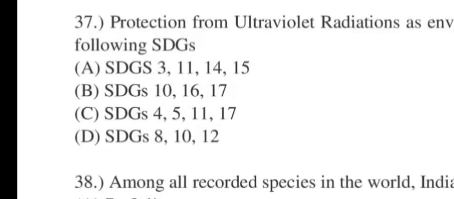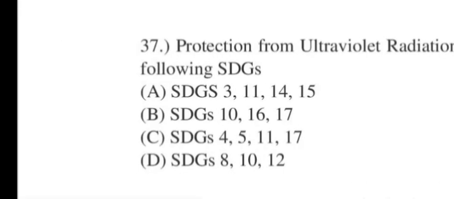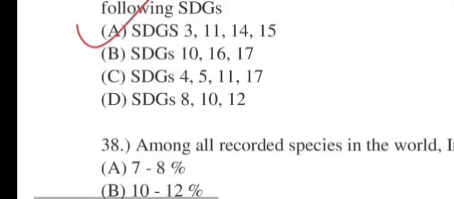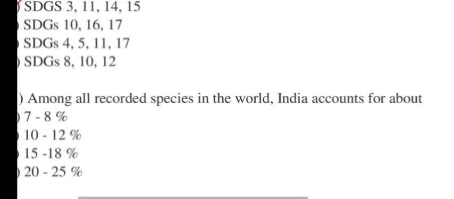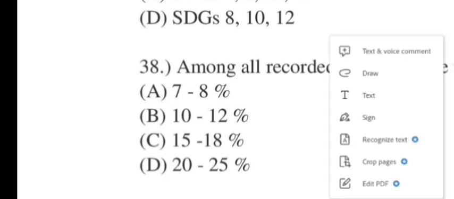37 says, protection from ultraviolet radiations as envisaged under the Montreal Protocol also contributes to following SDGs. What? A, B, C, D. SDGs 3, 11, 14, 15, SDGs 10, 16, 17, SDGs 4, 5, 11, 17, SDGs 8, 10, 12. 37. It will be SDGs 3, 11, 14, 15. 37 is done. 38 says, among all recorded species in the world, India accounts for about what? A, B, C, D. 7 to 8%, 10 to 12%, 15 to 18%, 20 to 25%. It will be 7 to 8%.